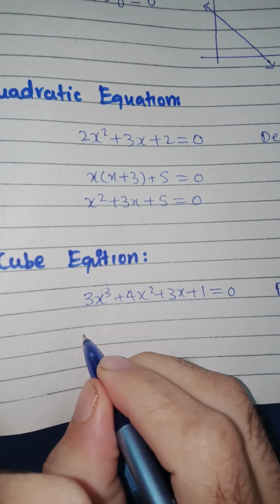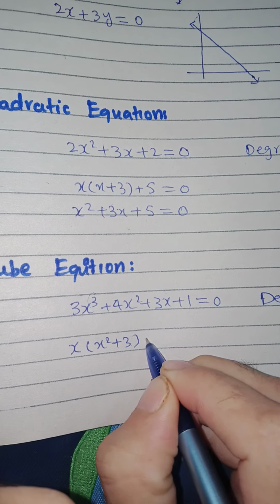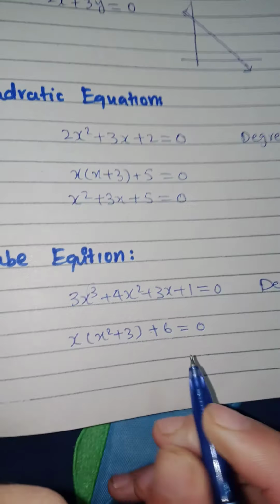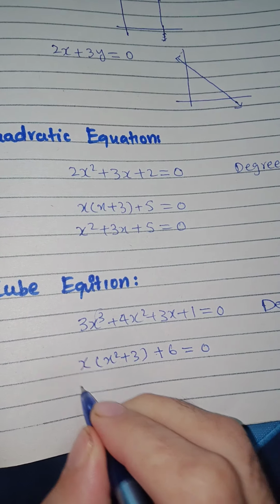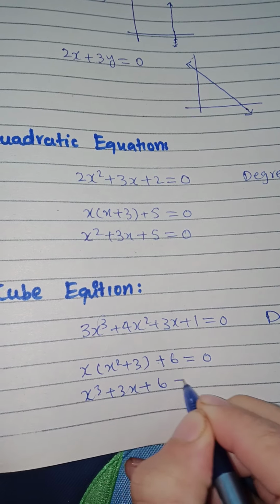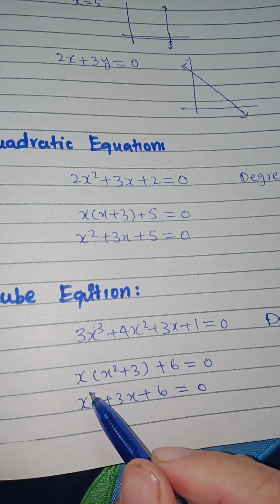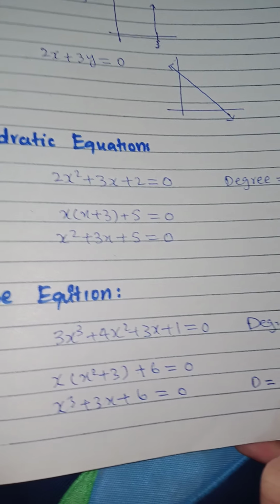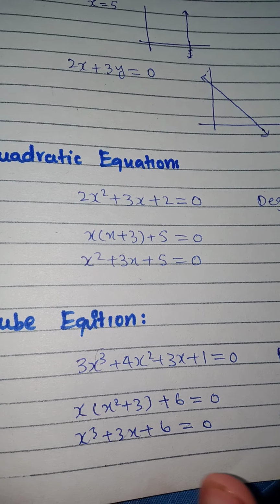In a similar way, if in case we have this type of equation, plus 6 is equal to 0, we have to solve it first. x cubed plus 3x plus 6 is equal to 0. So we can see here that the degree of the equation is 3, so we can say that this is a cubic equation.